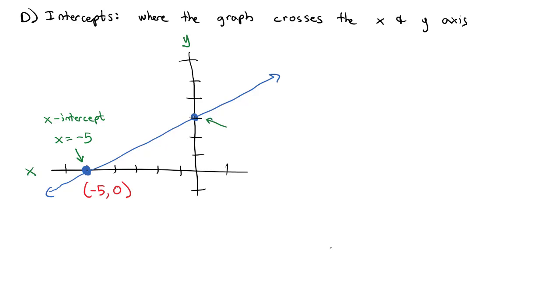Now here we see we're crossing the y-axis, the vertical axis, at y equals 2. That becomes the y-intercept. Now because there's no horizontal motion, this point becomes 0, 2. 0 to the left or right, but 2 up. So if we're using those terms x-intercept or y-intercept, that's what we're talking about.